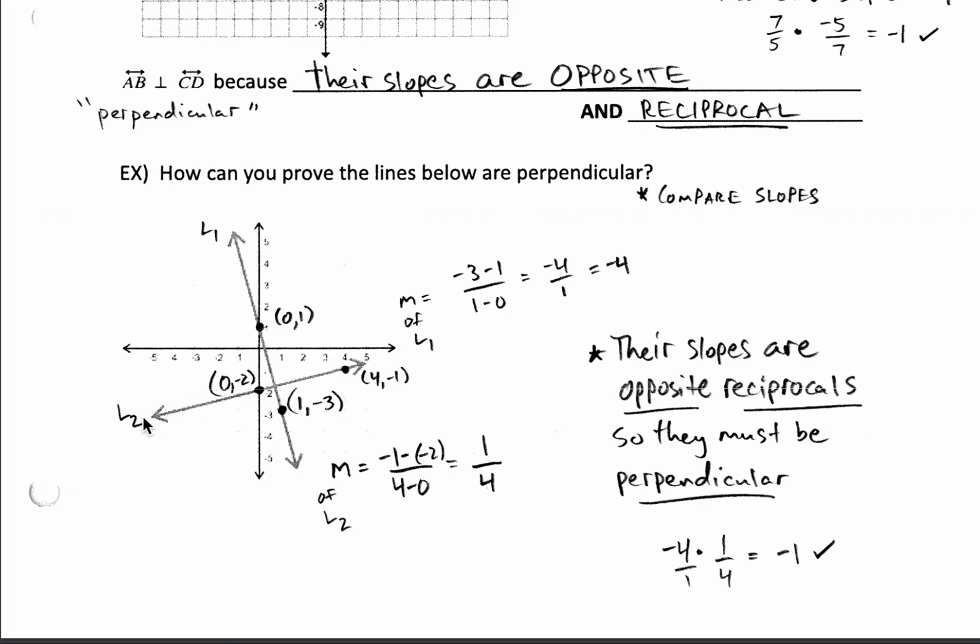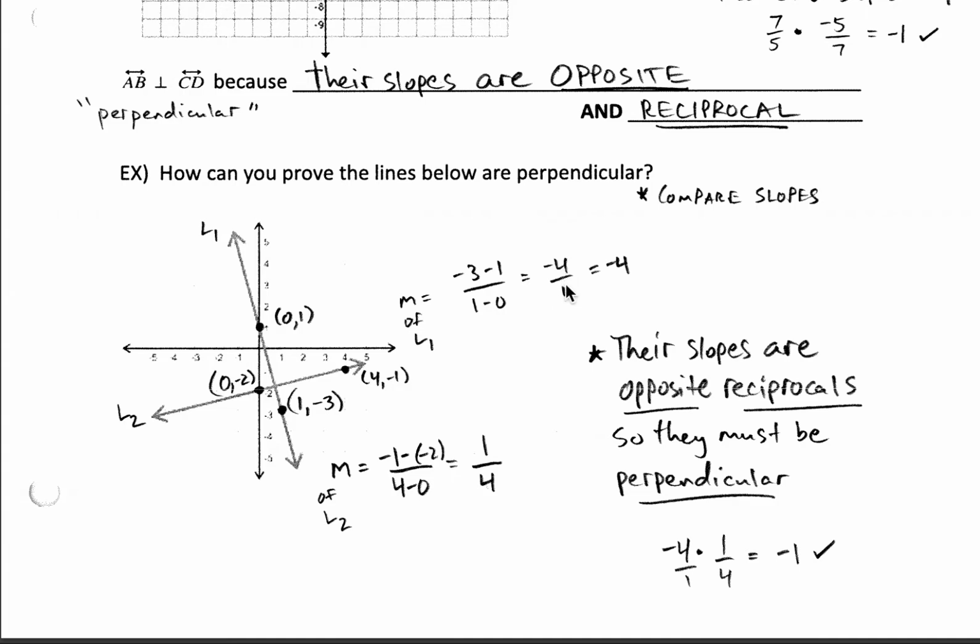This increasing line right here I'm going to call line 2, and I'm going to use these 2 points to determine its slope. So -1 minus -2 is -1 plus 2. That's going to give me a result of 1. And 4 minus 0 on the bottom there is going to be 4. So the slope of line 2 is 1 over 4. Positive slope. That makes sense. We got an increasing line. Let's compare their two slopes.